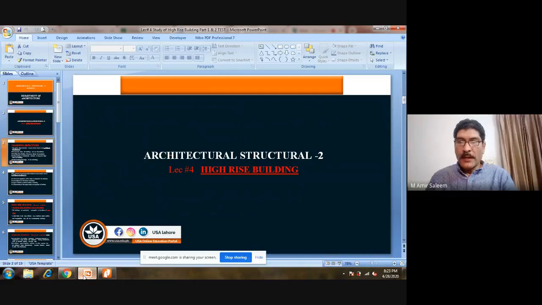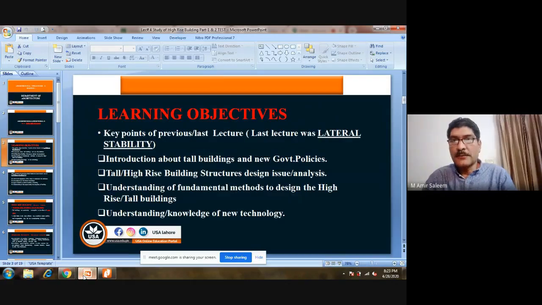So we have to discuss our objectives today. It's the key point of our last lecture. The last lecture is 100% related to today's topic of the high-rise building. And secondly, we will go for the new topic: tall buildings, high-rise structures and the new government policies.